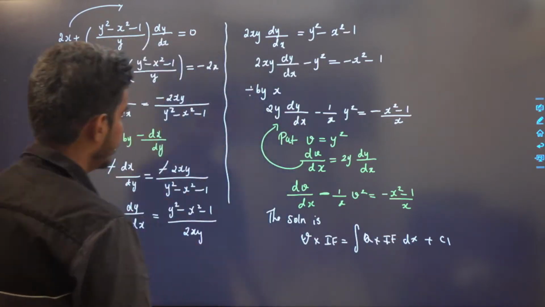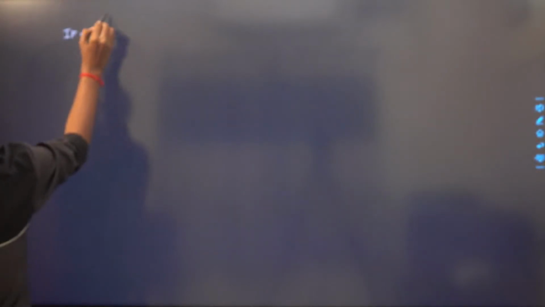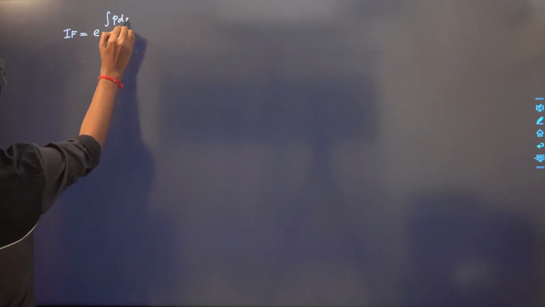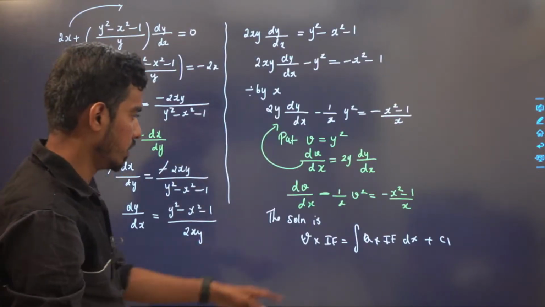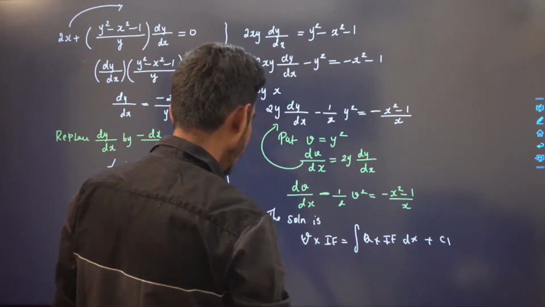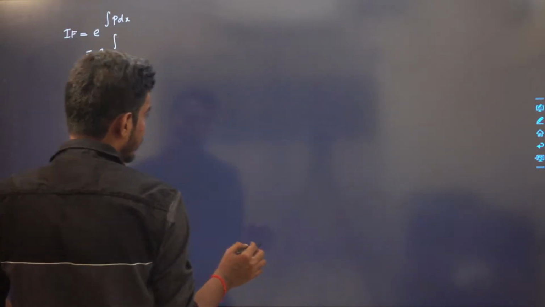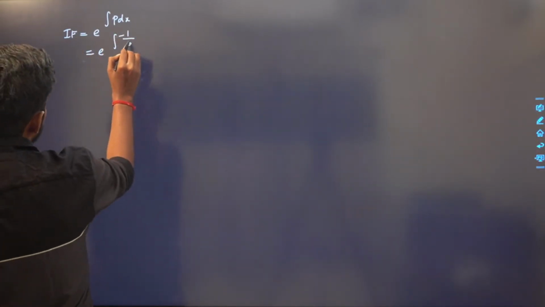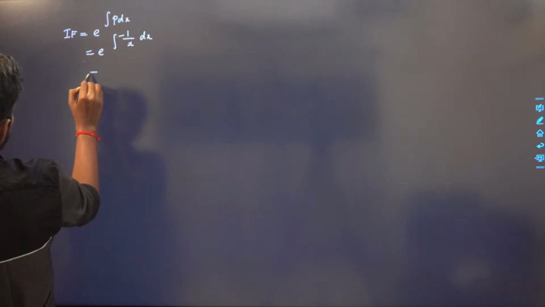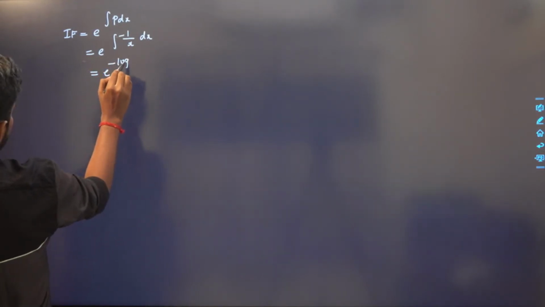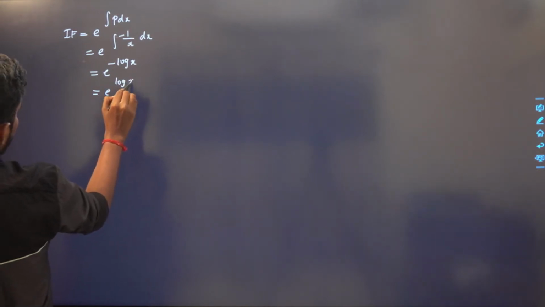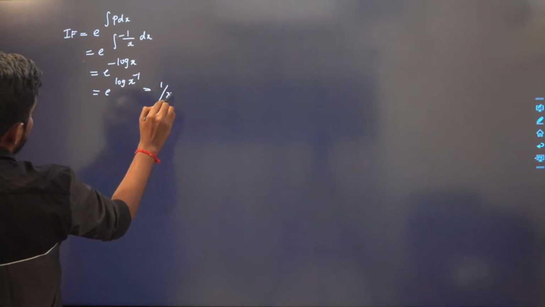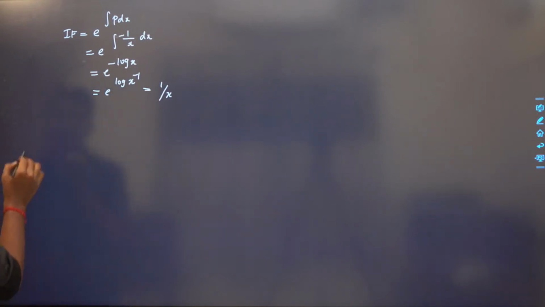Okay, now we will find the integrating factor. So the integrating factor is e power integration of p dx. So what is p? P is minus 1 by x, right? So e power integration of minus 1 by x dx, so e power minus log x. So e power log x power minus 1. So 1 by x is our integrating factor.